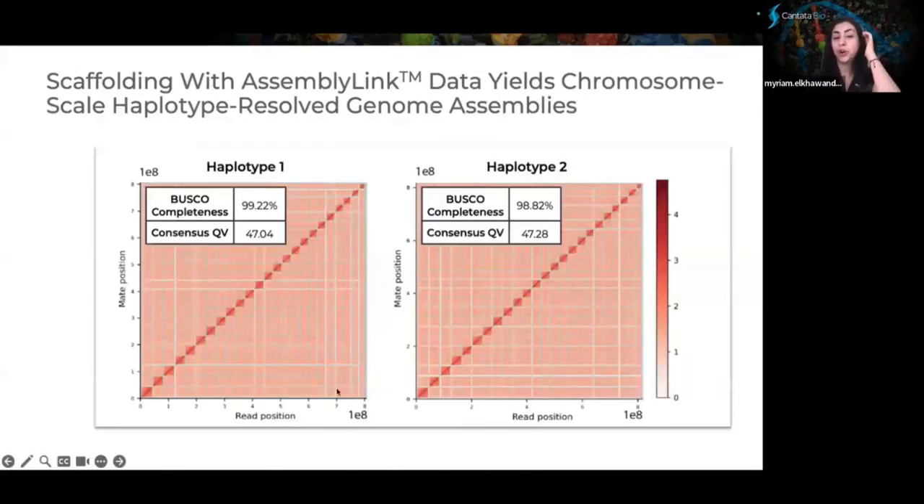And that's an example where we're showing two assembled haplotypes of one fish diploid genome. And these haplotypes, or these assemblies, were enabled by AssemblyLink data. And what you see is high contiguity of both assemblies. You don't see off-diagonal signal that would be indicative of misassembly. So you have highly accurate assemblies, that's also evidenced by these numbers. So what we're showing here is a high BUSCO score for high completeness and a high Merqury score for both haplotypes, indicative of also high accuracy.